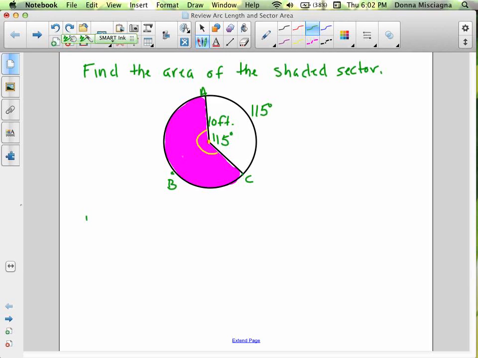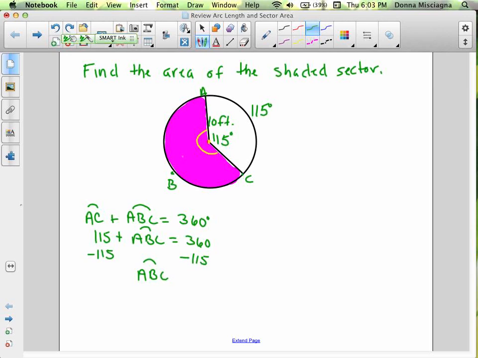Together, if we add arc AC and arc ABC, we have the entire circle, which is 360 degrees. We know arc AC, that's 115 degrees. If we subtract 115 from both sides, we'll find that arc ABC and the central angle is equal to 245 degrees. So this angle here is 245 degrees.